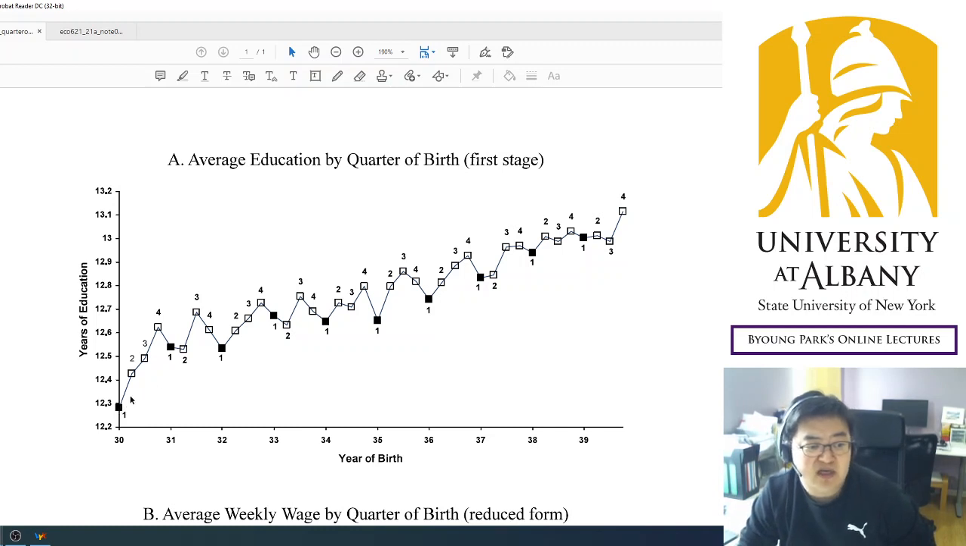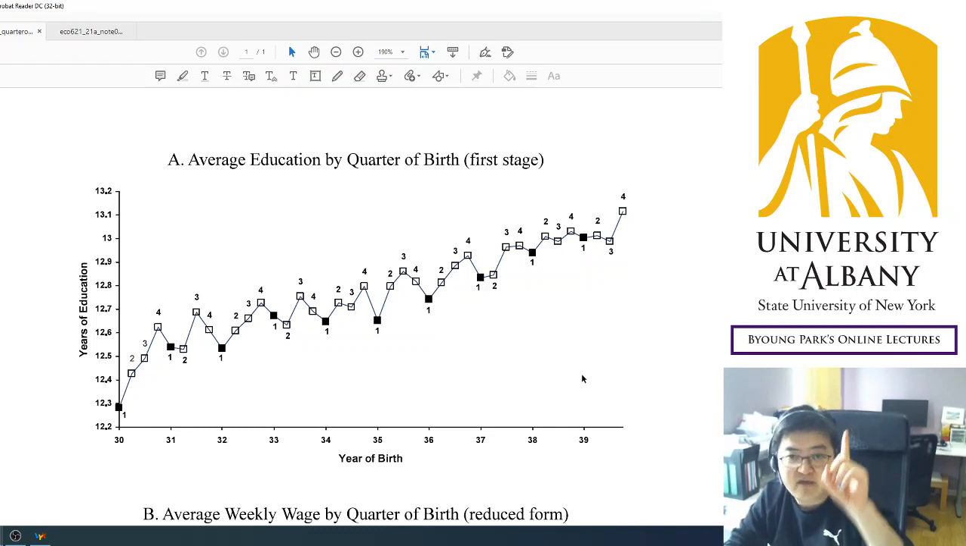So education increases from 1, 2, 3, 4, then drops, and this repeats each year. There is a clear drop between quarter 4 and quarter 1 every time. This pattern is really strange. I'm going to explain why that happened, but anyhow, this is the first observation.